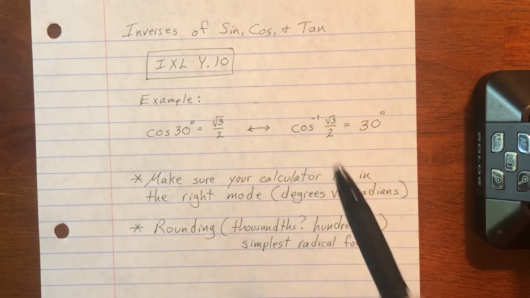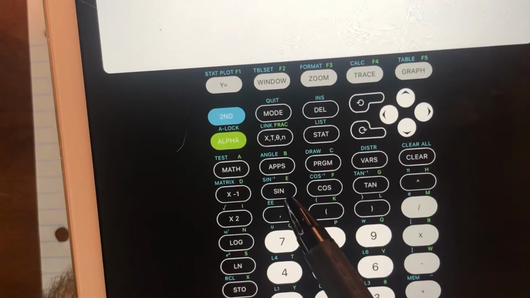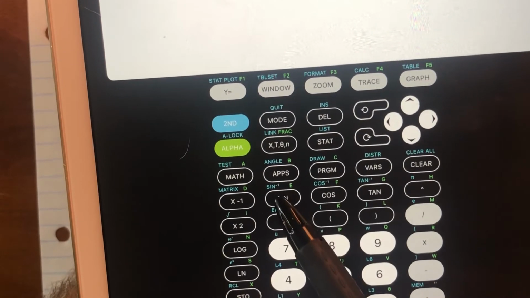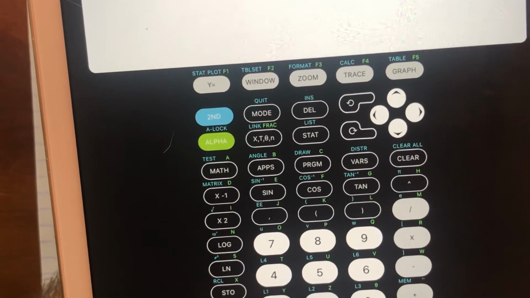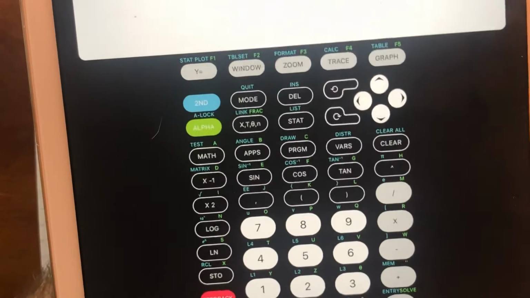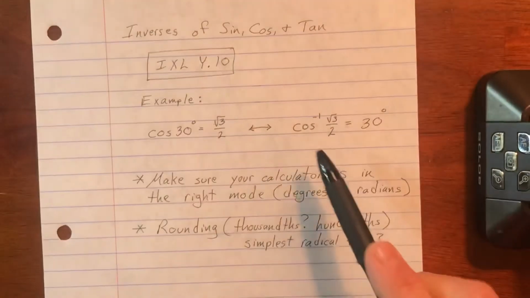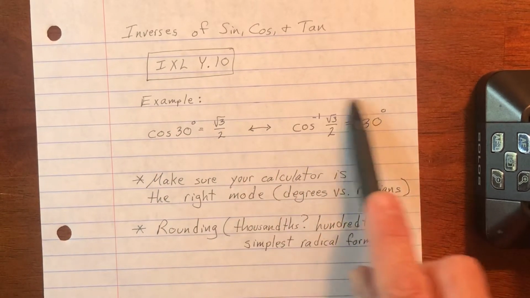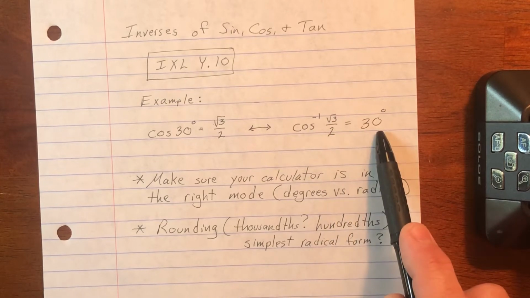If you look at your calculator, you will see that the second function of the sine button says sine raised to the -1 power. That just means the inverse sine. So that's what you use when you know the sine, but you want to find the angle. So that's what we're going to be doing. The opposite or inverse of this equation is this one. The inverse cosine of the square root of 3 over 2 is 30 degrees.